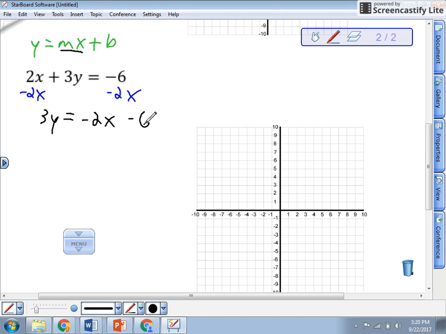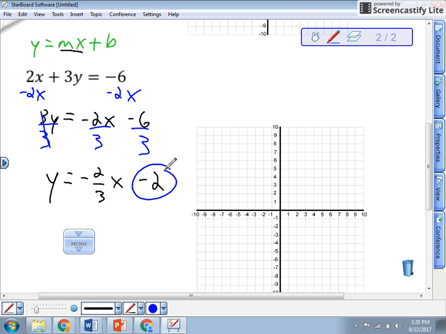We're one step away. We want to get rid of that 3, so we have to divide by 3, which cancels that out. But now we have to divide every term by 3, not just one. It's a common mistake. So we're left with y equals negative 2 thirds x. Negative 6 divided by 3 is negative 2. So now that we're in slope-intercept form, we can see our y-intercept point, and we can see our slope is negative 2 thirds. So let's put our y-intercept down at negative 2.